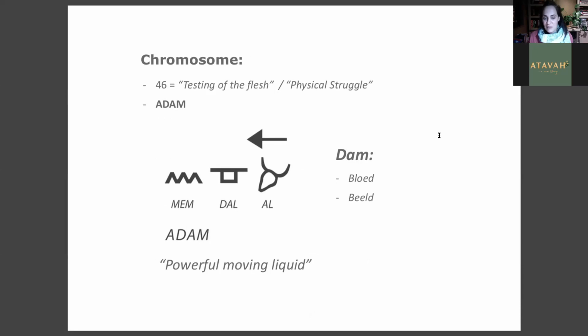The word Dam, which is the parent root for Adam, means blood, and it also means image, that we were created in his image. Again, referring to 46, meaning a testing of the flesh or physical struggle. 46 is the amount of chromosomes we do have, and it can refer to being limp. If one part is removed, we are not whole. We are not whole. Okay?